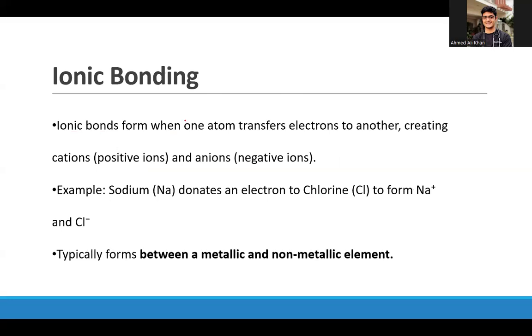Okay, so let's start with ionic bonding. Earlier I told you that ionic bonding occurs between a metallic and a non-metallic element. If a metallic element has to bond with a non-metallic element, it will form an ionic bond, right? The ionic bond is also known as an electrovalent bond.